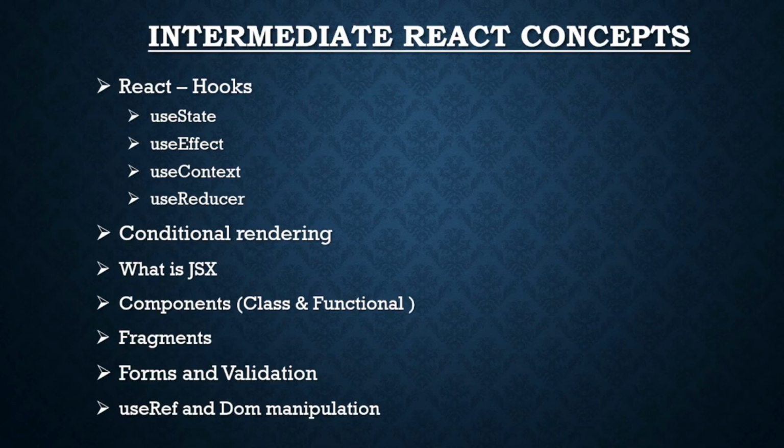Some of the intermediate topics in React.js are hooks. There are nearly 26 to 28 hooks, but in general we will be using four more commonly used hooks: useState, useEffect, useContext, and useReducer. We'll explore an example for each of them. Then the conditional rendering of a component and advanced JSX.